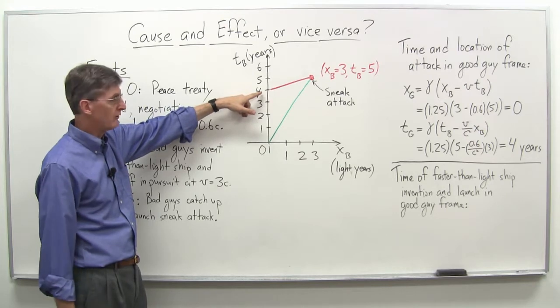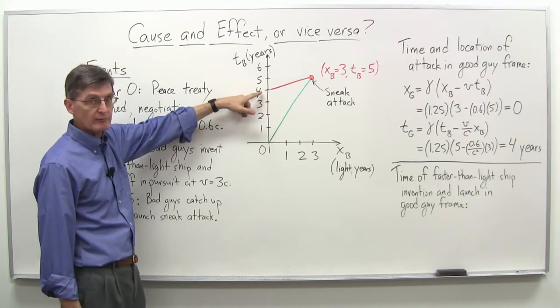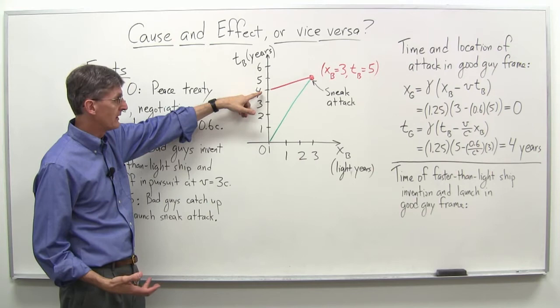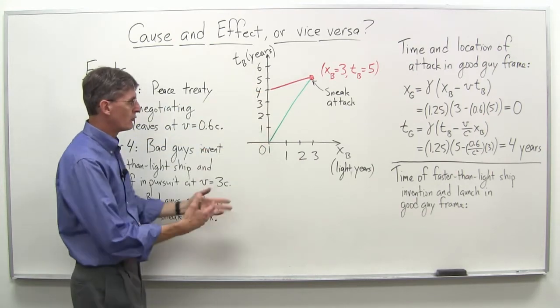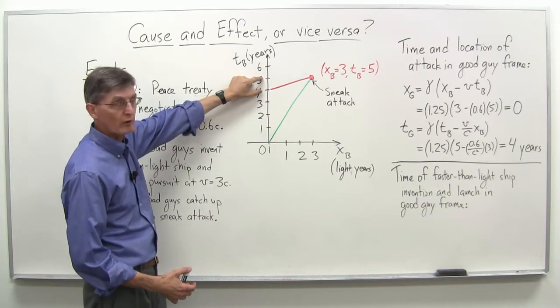And they finally get to work in year 4. So they take off at a speed of 3 times the speed of light. And because the other ship is going 0.6 times the speed of light, if you work it out, they're able to catch up with them in 1 year.